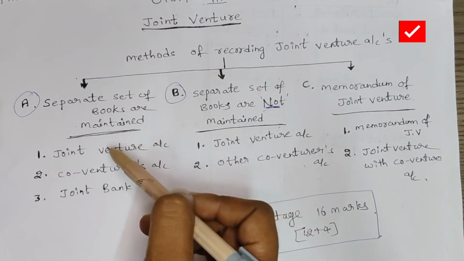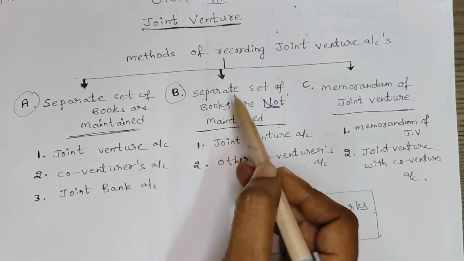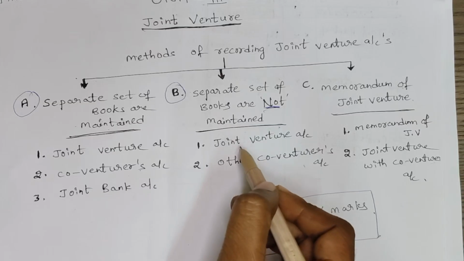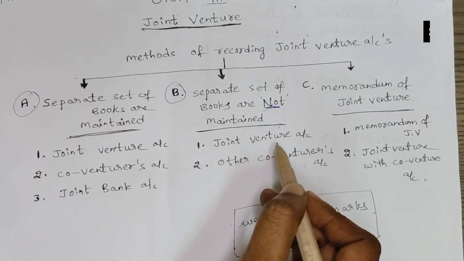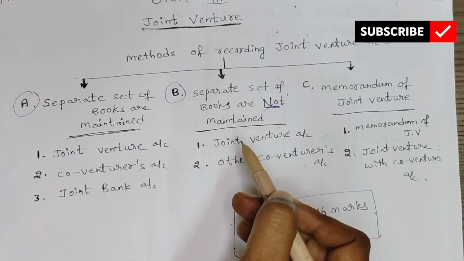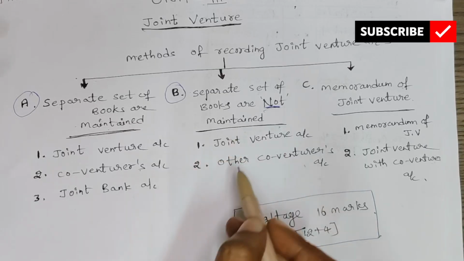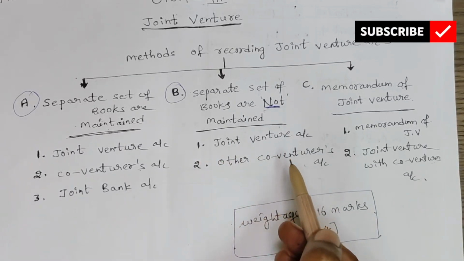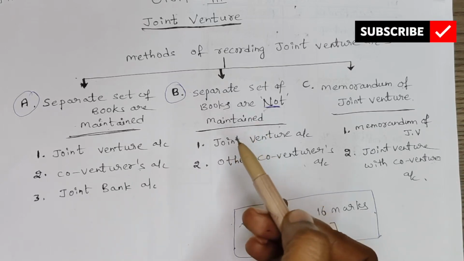Okay, we will open these three accounts. And coming to the method when separate set of books are not maintained, in this method we will open joint venture account and other co-venturers account. Joint venture account is like a nominal account: all expenses and losses are debited, all incomes and gains are credited, like a profit and loss account. And the second one is other co-venturers account. Let's say there are two co-venturers.